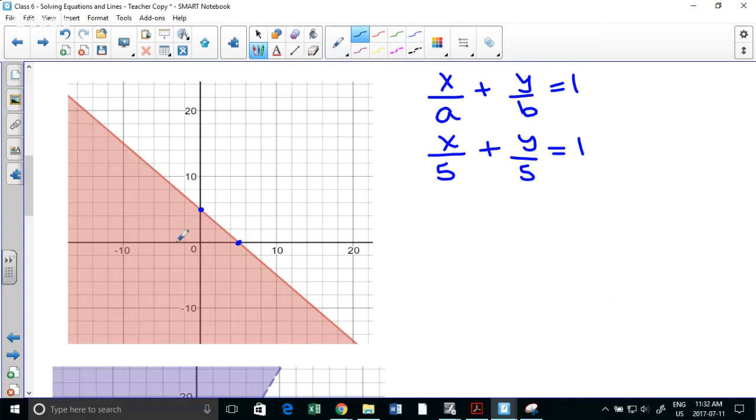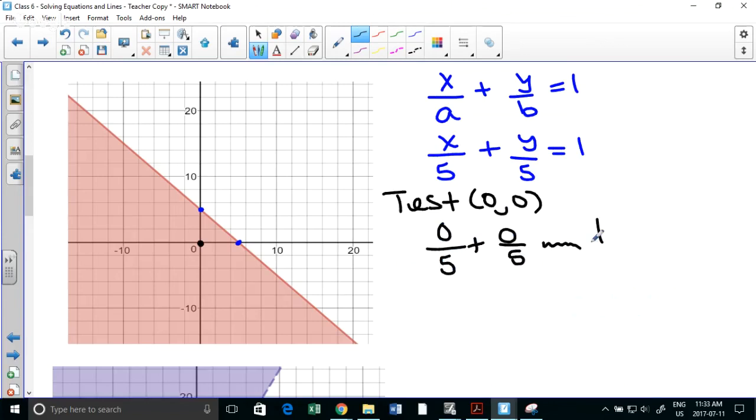Now I'm going to take a point in my shaded region. If 0, 0 is in there, fabulous. So you're going to plug in 0, 0, knowing that it should give you a true inequality. So I'm leaving this blank because I want to know how to put this in. Just before I continue, the question is, how do I know that?